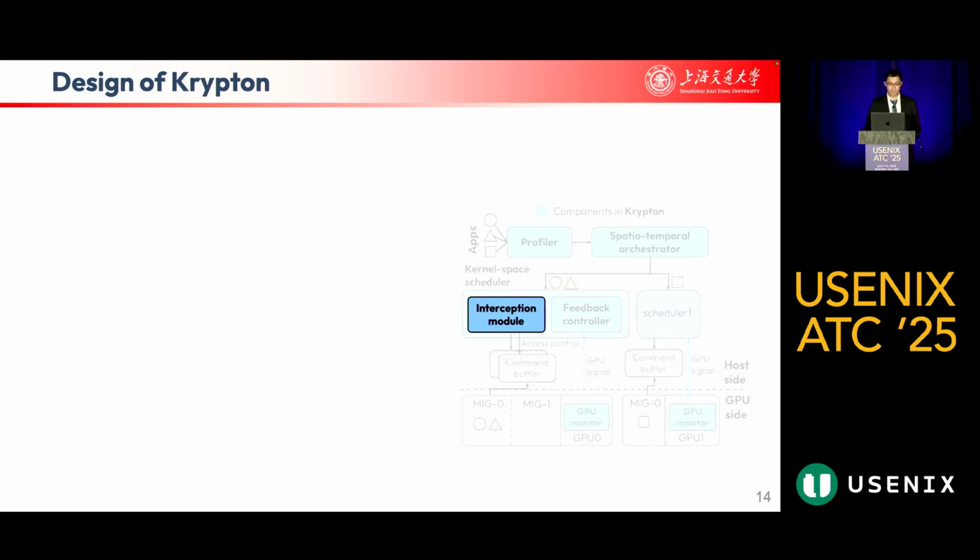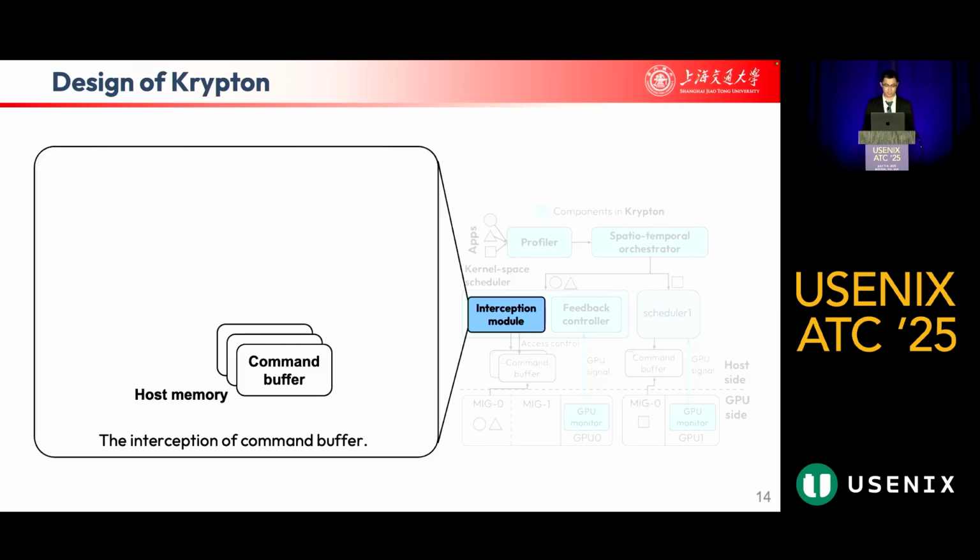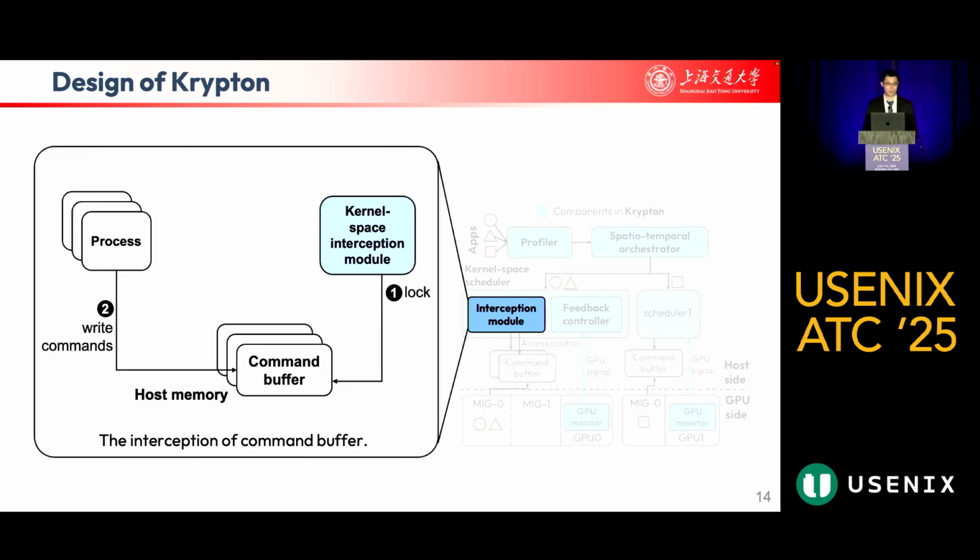Finally, we want to make this time sharing happen, and we want to control the kernel launches. In order to do that, KRYPTON uses the interception module. This module will lock the command buffer. The locking here means we make it read-only. If a process wants to write some commands to issue a new kernel to the GPU, it will trigger a segmentation fault because now it's read-only. And this fault will be handled by a signal handler.